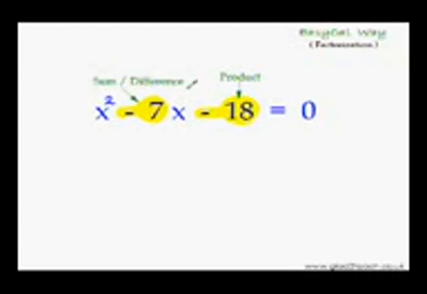So all we have to do now is find two such numbers whose product is minus 18 and whose sum or difference is minus 7. And we can do that very easily by starting from here. So what are the two factors of 18 whose sum or difference is 7? We are not bothered about the signs, we can adjust that later. You just have to tell me two factors of 18 whose sum or difference is 7.